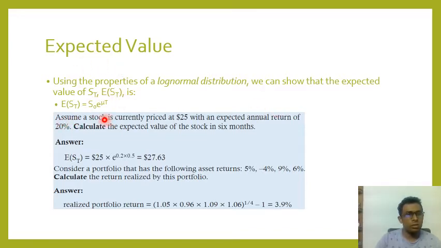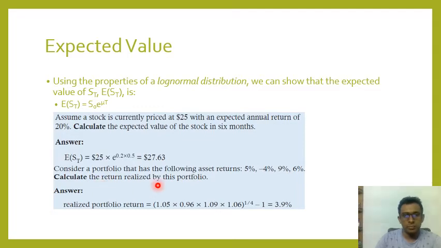We'll take an example. The stock is 25, the expected return is 20%, calculate the expected value. This is future value equal to present value times e raised to rt. So 25 times e raised to 0.2 times 0.5, since the time period is 6 months, which gives 27.63. Pretty simple formula.